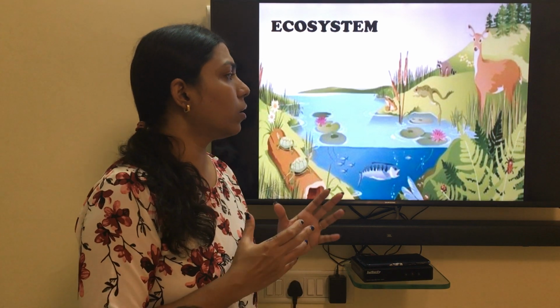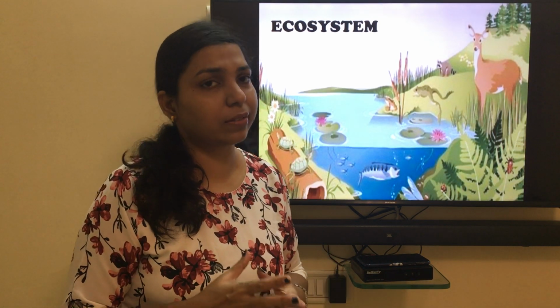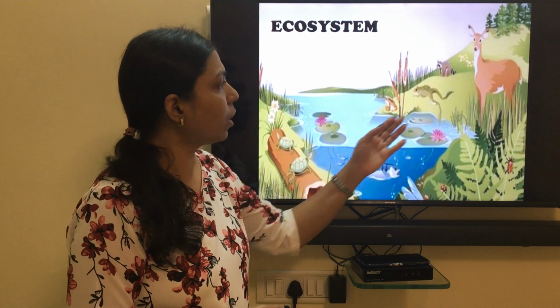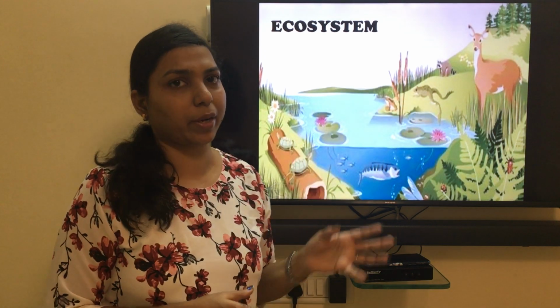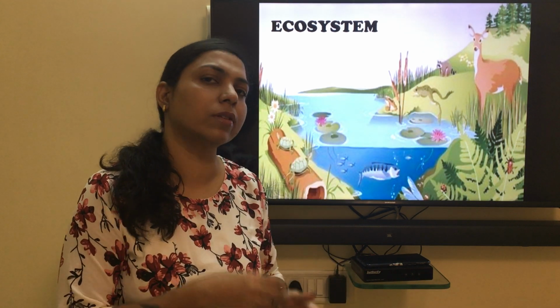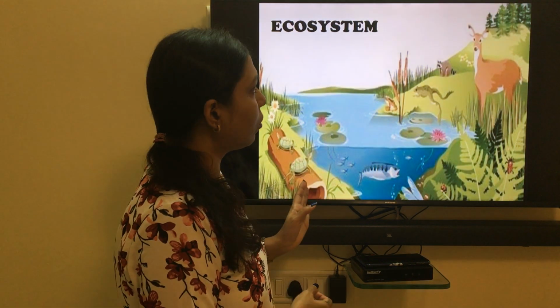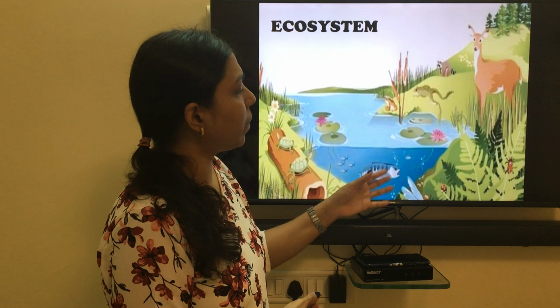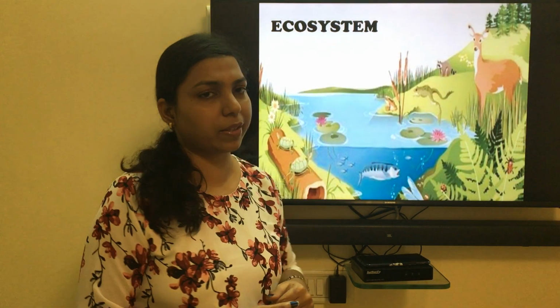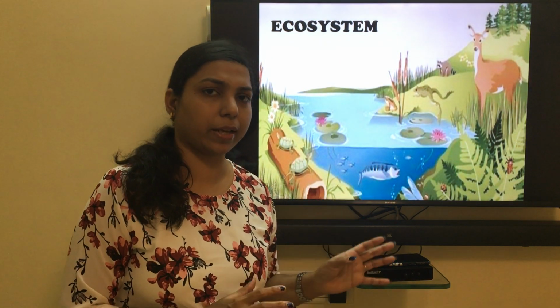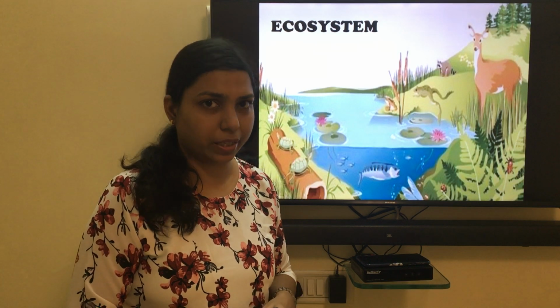So your ecosystem is not only the living things which are present in that particular place, but it also includes the non-living things which are present in the place. For example, the log of wood which is present over here, the mud which is present over here, the water which is present over here, all these non-living things are also a part of the ecosystem.